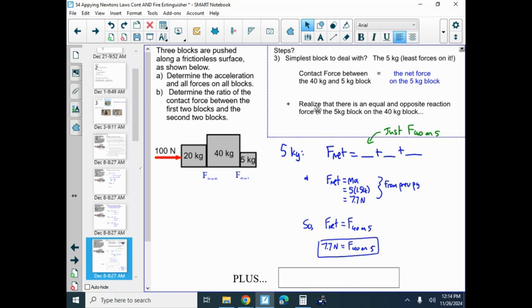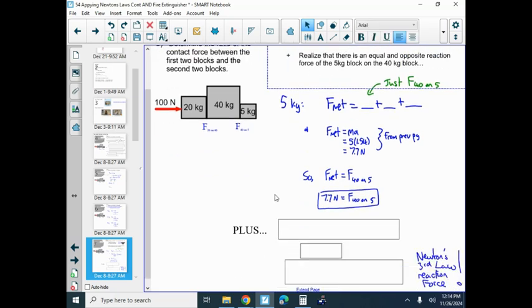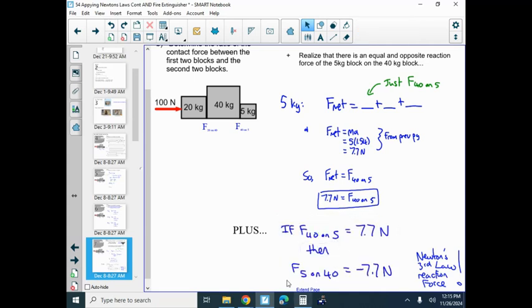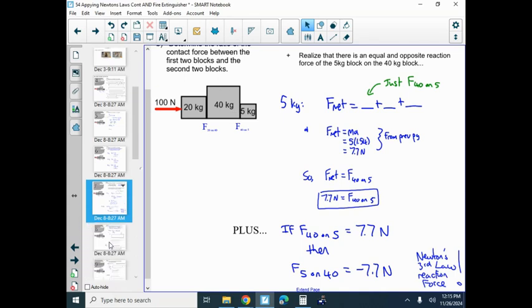This other part here, we have to recognize that for every action force of 7.7 forward on the 5, there's going to be a reaction force backwards, right? So there's going to be a reaction force backwards, the 5 on the 40, of negative 7.7, or in other words, backwards. That's a third law reaction force. So that sets us up to have information about the force on the 40 kilogram block, right? And so on and so on. We'll keep working our way through.